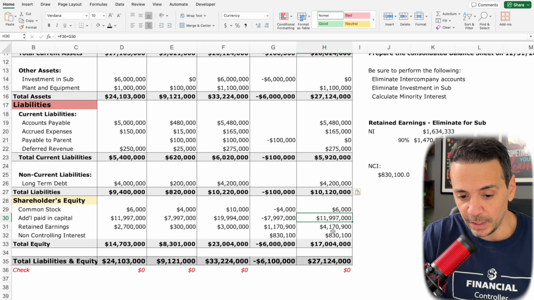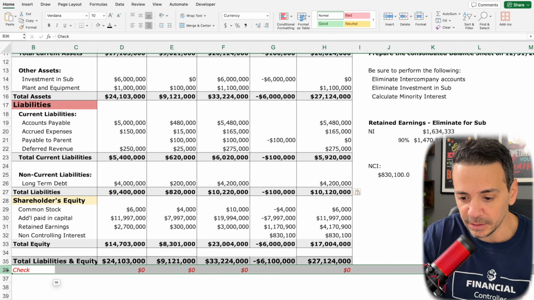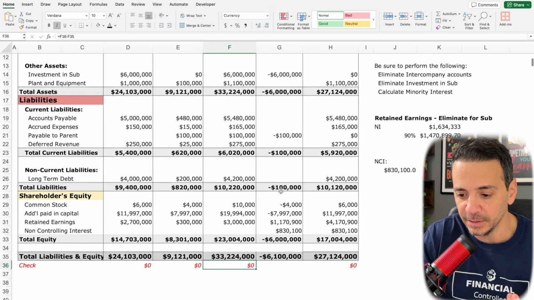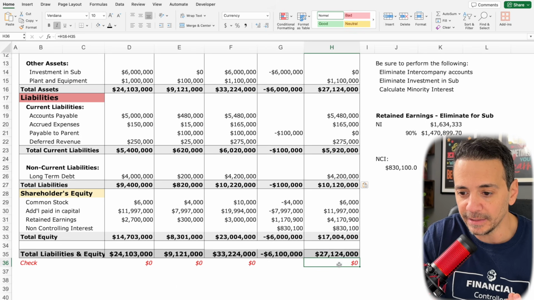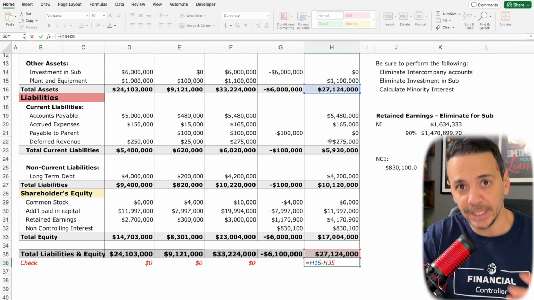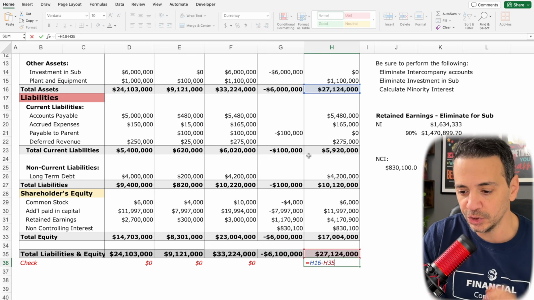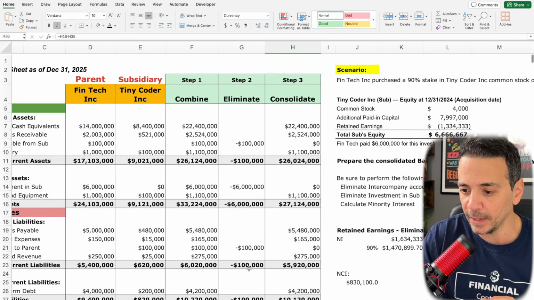Okay, great. So final check. Notice that I have a check here at the bottom that says my total assets minus liabilities and equity, just to make sure that I am in balance. The balance sheet has to be in balance. Assets equals liabilities plus owner's equity, which seems to be fine here as well.